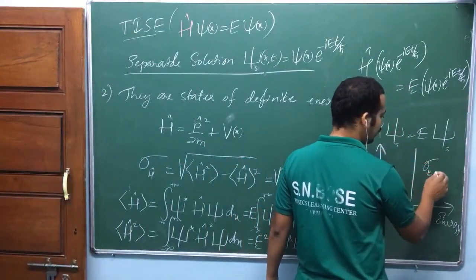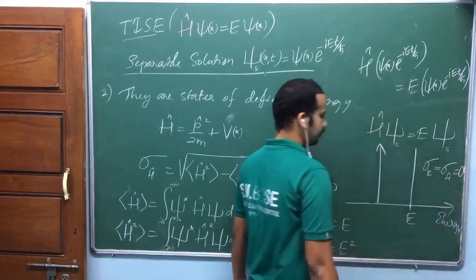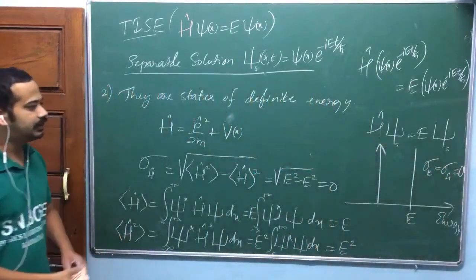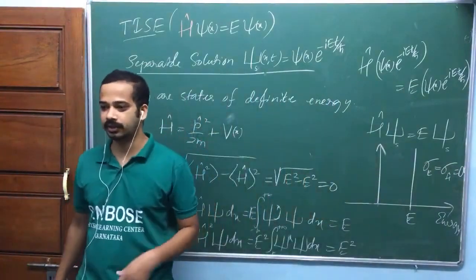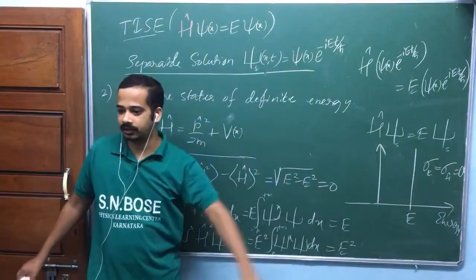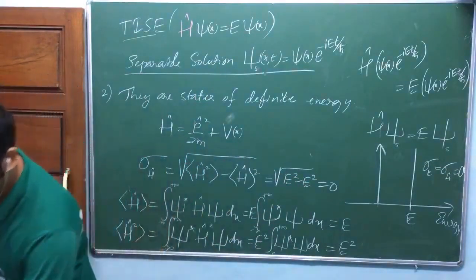Or sometimes sigma of E also, sigma of H cap actually, that's equal to 0. They are states of definite energy. Before measuring also, you can say you will get this energy only. If the particle is in this state, you will get this energy only. They are states of definite energy. Is that clear?